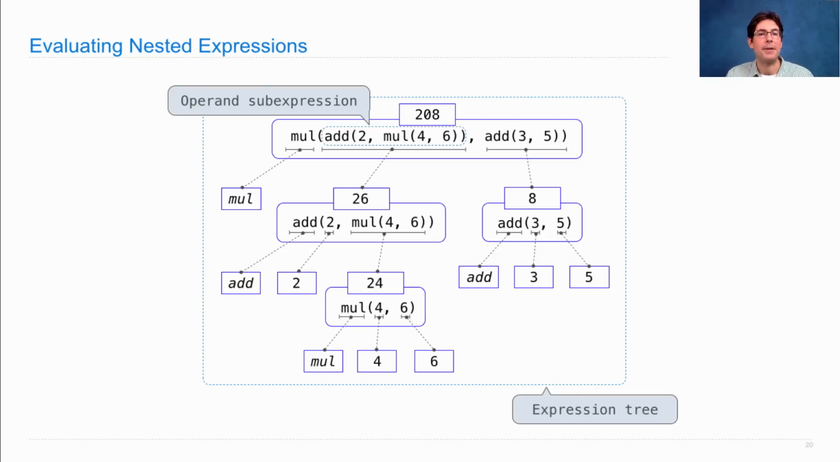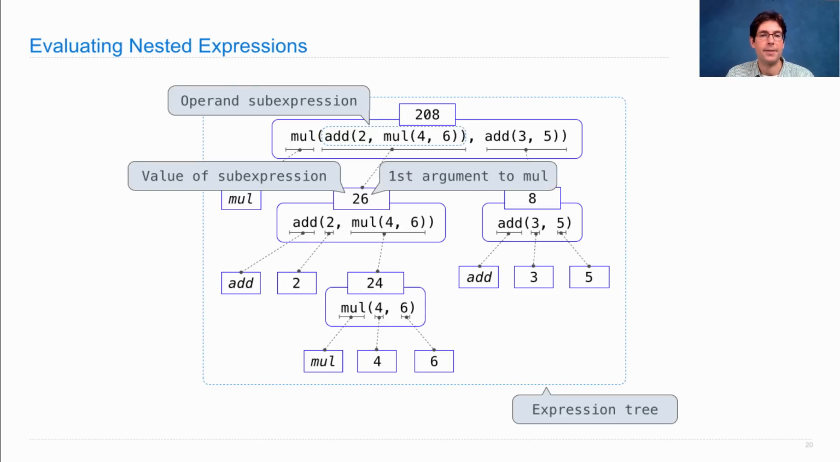That's called an operand sub-expression. This is the value of that very sub-expression. So I just copied this thing down here, and then I went through the procedure to compute its value, 26. This is also the first argument to mul. An argument is always a value, and this value 26 is multiplied by 8 to give me 208, the value of the whole expression.